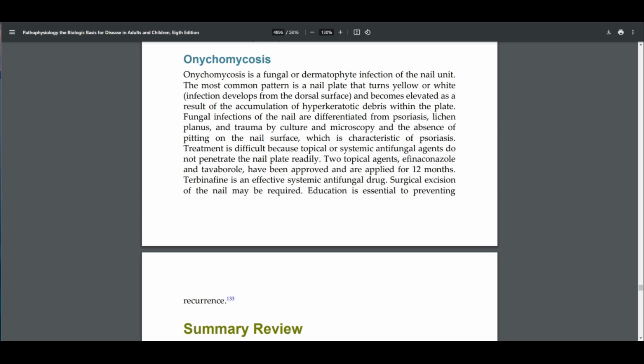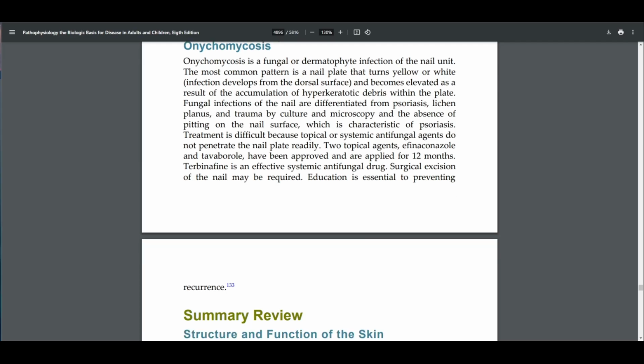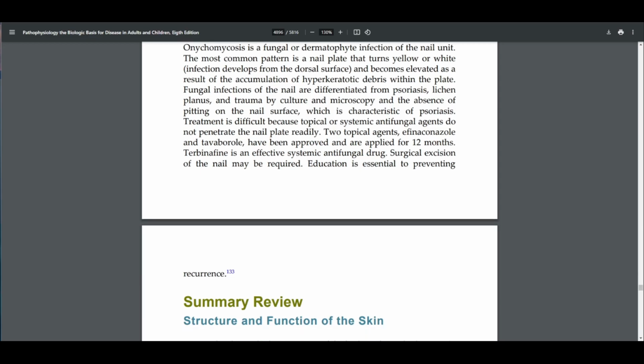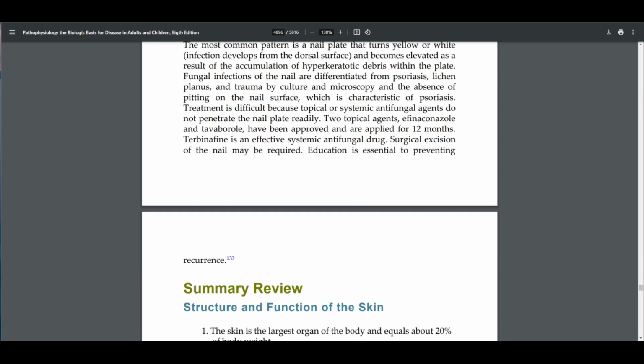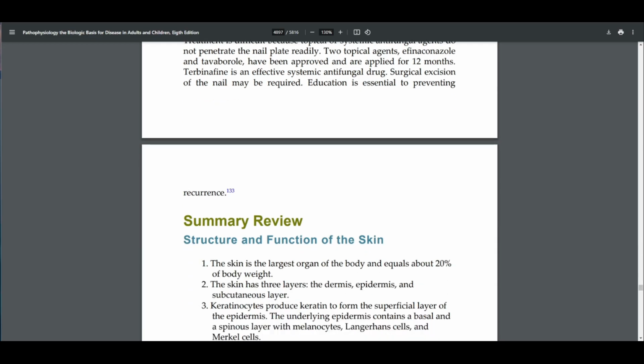Treatment is difficult because topical or systemic antifungal agents do not penetrate the nail plate readily. Two topical agents, efinaconazole and tavaborole, have been approved and are applied for 12 months. Terbinafine is an effective systemic antifungal drug. Surgical excision of the nail may be required. Education is essential to preventing recurrence.